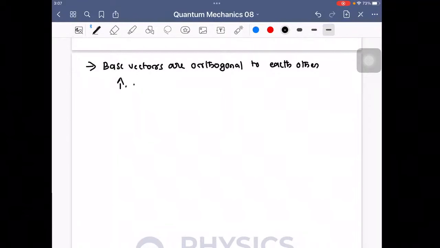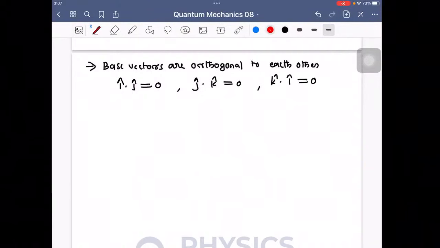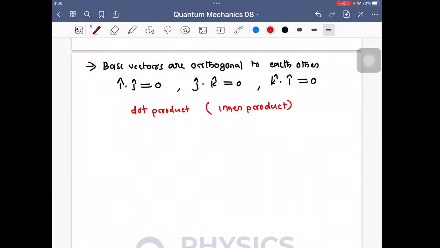So i cap dot j cap equals 0, j cap dot k cap equals 0, and k cap dot i cap equals 0. In mathematics we call it dot product, or in quantum mechanics we usually call it inner product. So whenever the inner product of 2 vectors is equal to 0, we can say that these 2 vectors are orthogonal to each other, means they lie 90 degrees to each other.